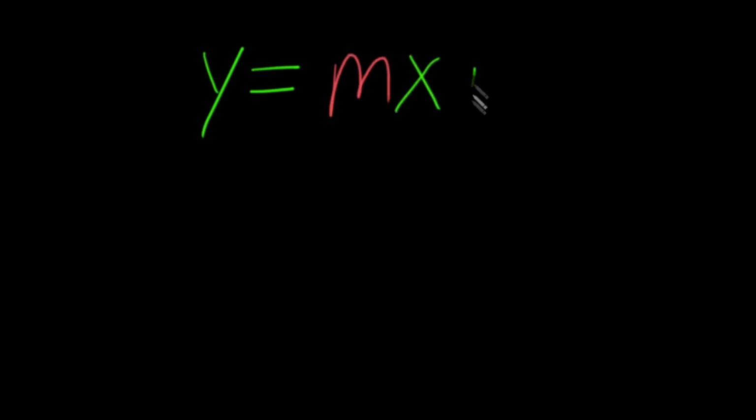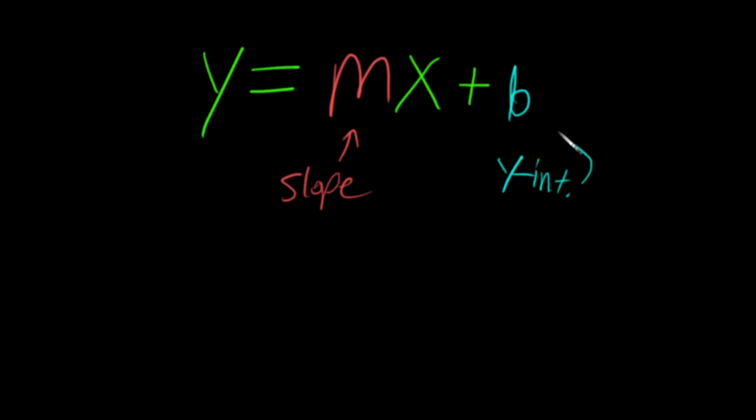The slope-intercept form of a line, or linear equation, is y equals m times x plus b, where the m is the slope and b is the y-intercept. As a quick refresher, the slope is the change in y, or how much we went up or down, over the change in x, or how much we went left and right. The y-intercept is where the line crosses the y-axis, which is also where x is equal to 0.